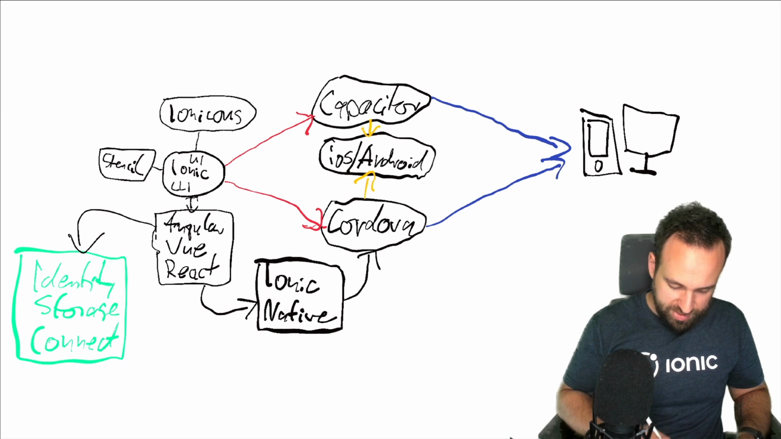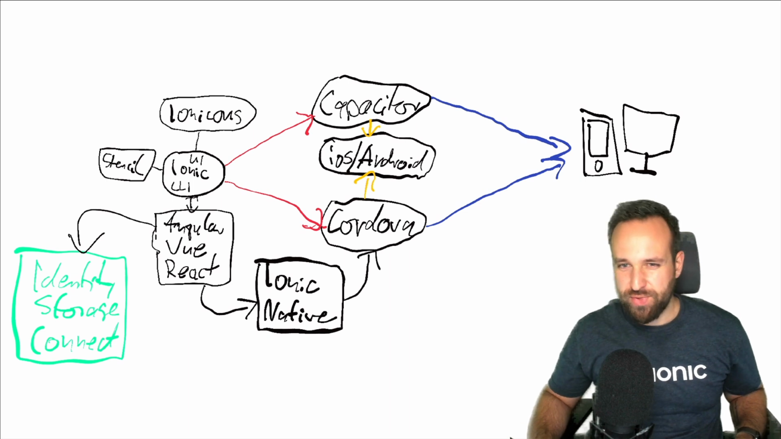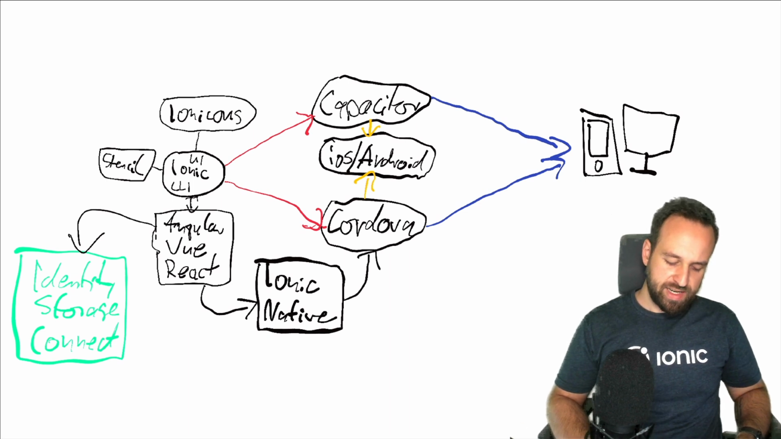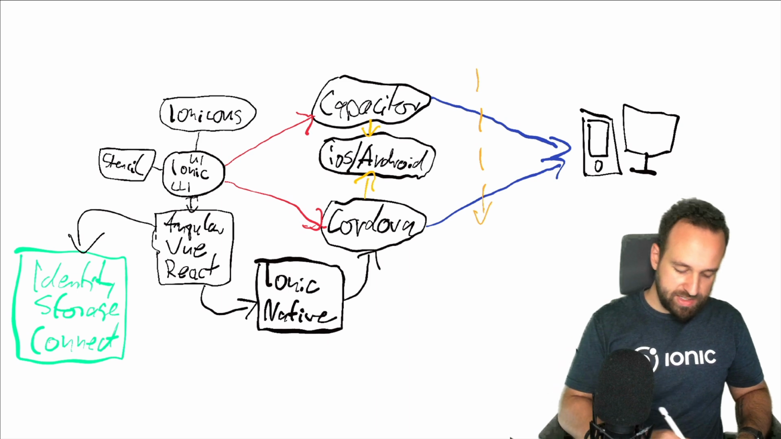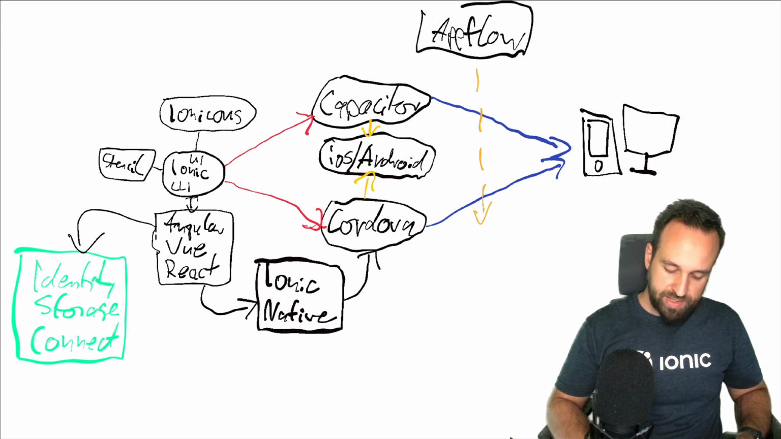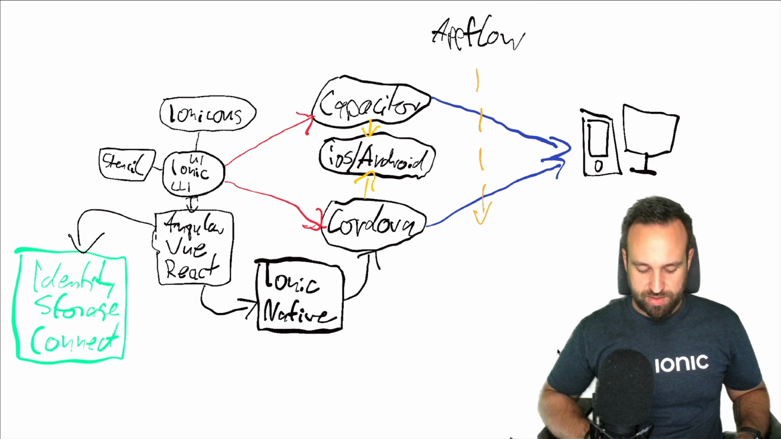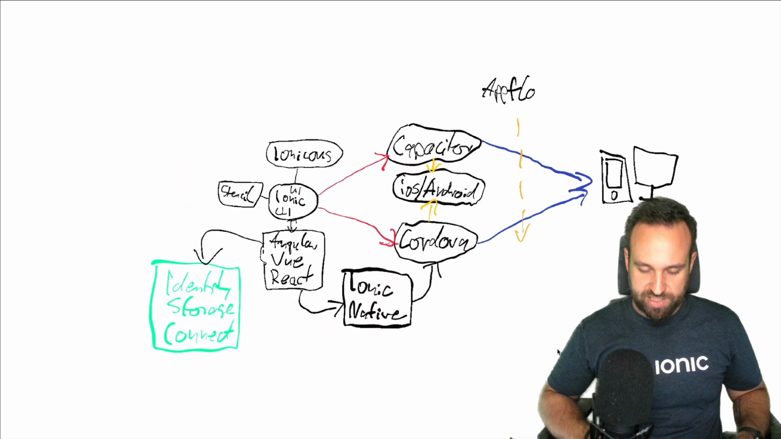We got blue, green, perhaps something like orange. Where does AppFlow come in? Well, that's kind of hard to say. I would put AppFlow kind of in here because AppFlow is a tool to support your DevOps. With AppFlow, you can make cloud builds. So you can create your Capacitor or Cordova application and let it build.